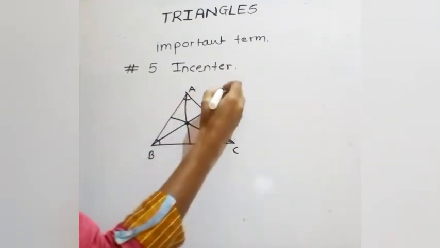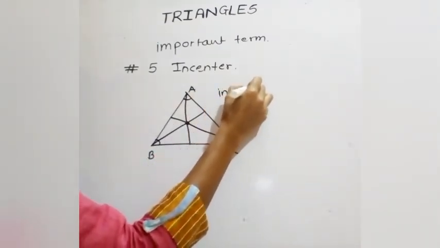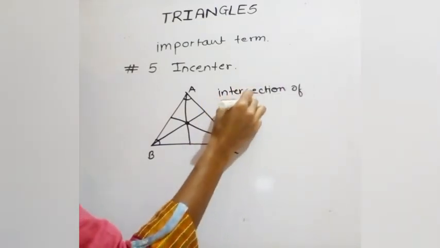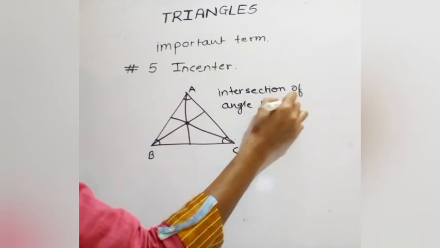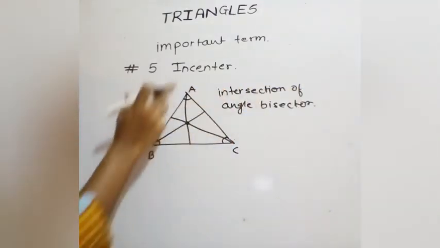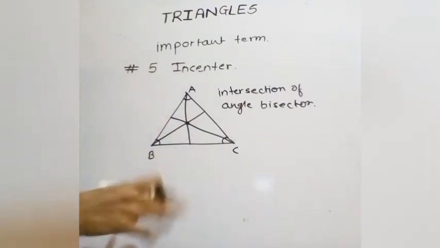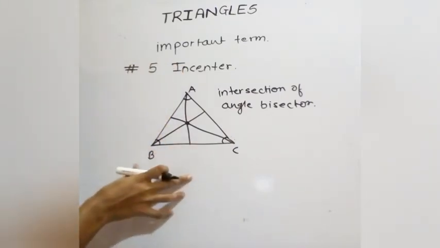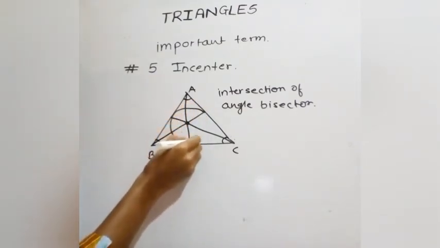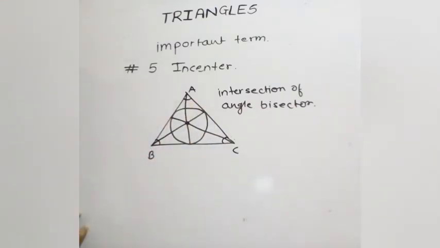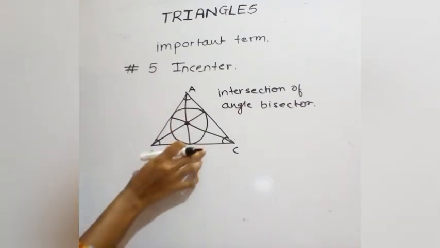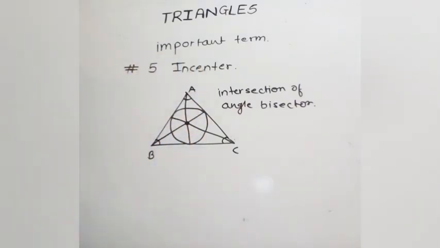What is incenter? The intersection of angle bisectors is called the incenter of the triangle. One more point related to incenter is that the circle must be inside the triangle, and the center of this inside circle is called the incenter of the triangle.